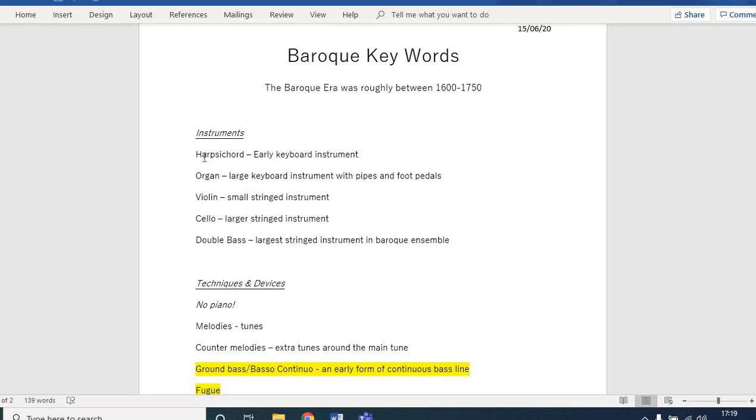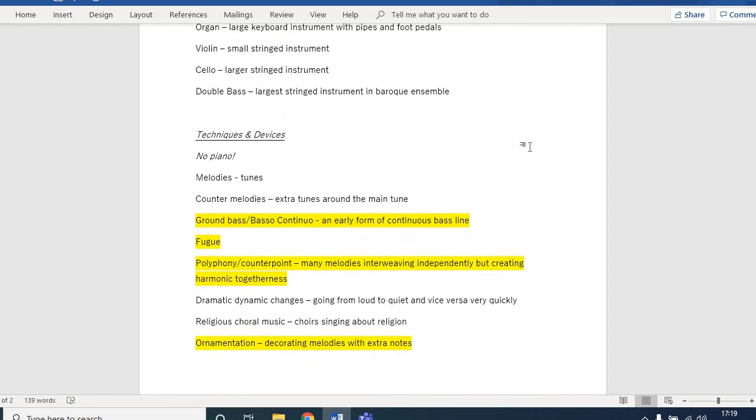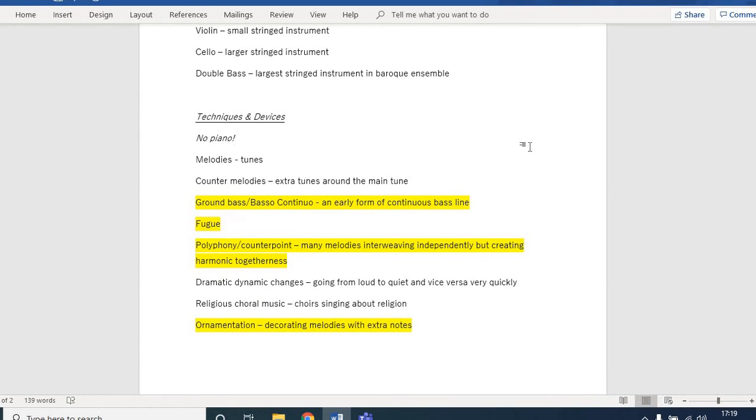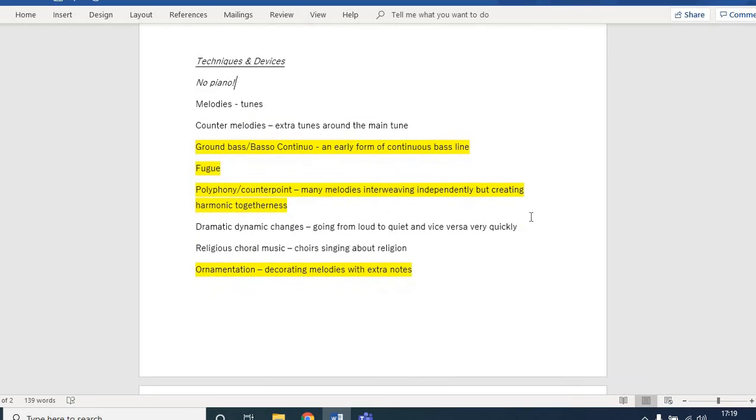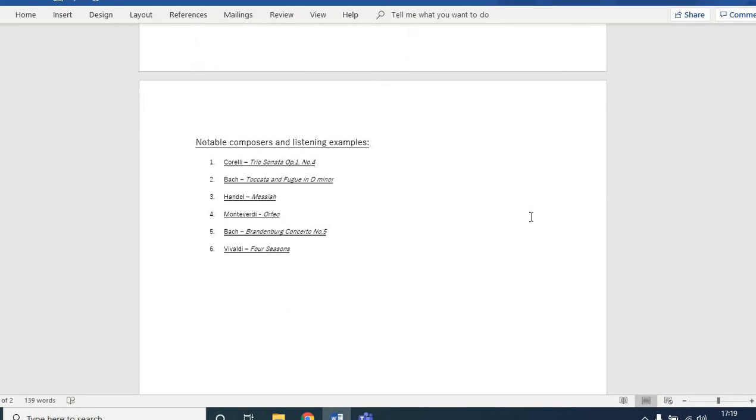The harpsichord was used all the time in the Baroque era because the piano wasn't invented. So that was your keyboard instrument. If you hear a harpsichord, it's going to be Baroque, pretty much. So you need to know your instruments from the Baroque era. You need to know techniques and devices that composers used that were synonymous with that era and the techniques that they developed. And you need to know composers.